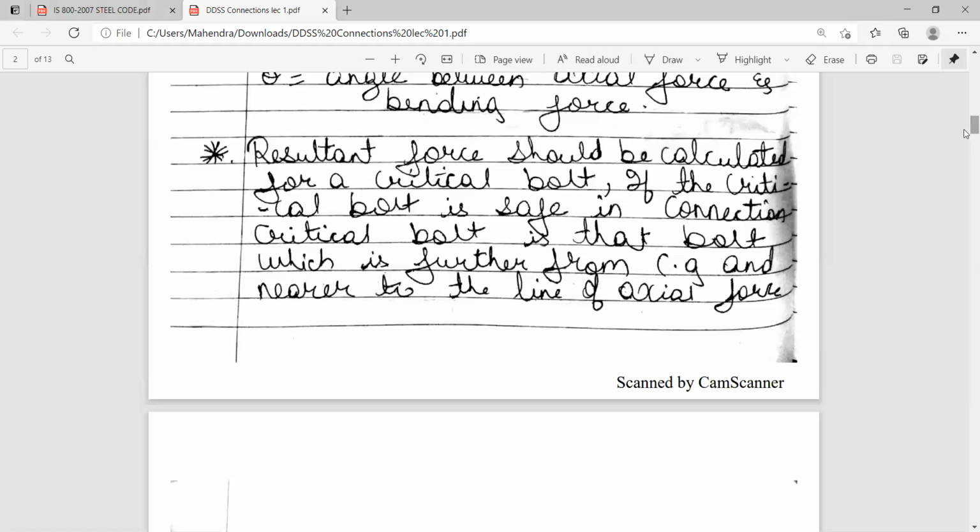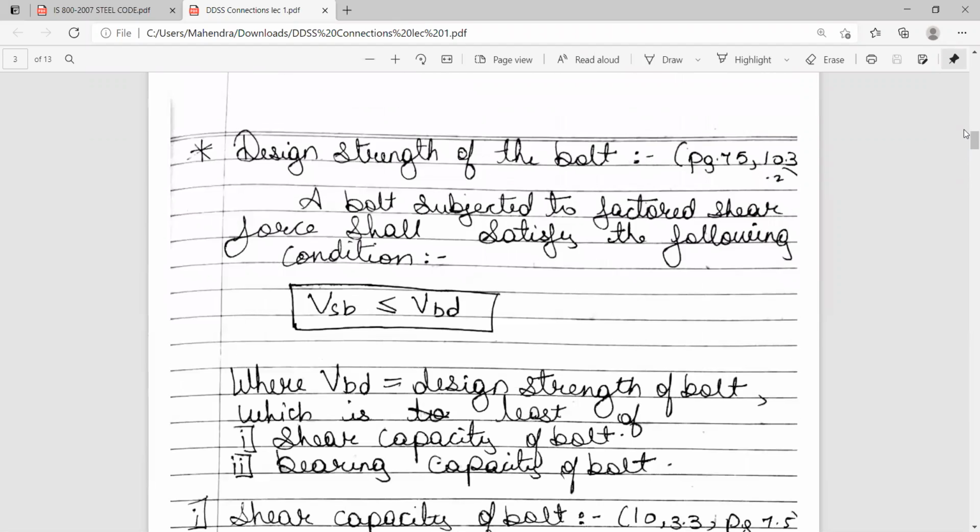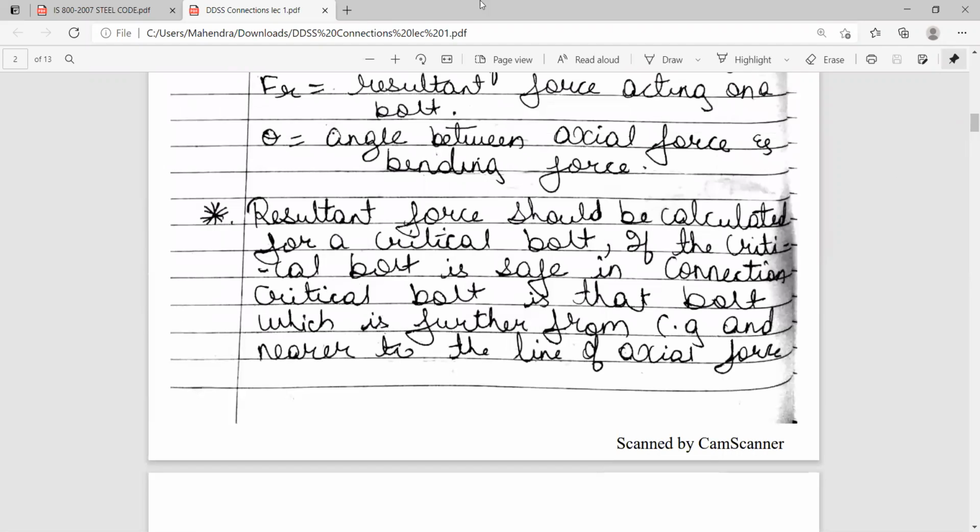Now the resultant force should be calculated for a critical bolt, and we check whether the critical bolt is safe in the connection. The critical bolt is that bolt which is furthest from the CG and nearer to the line of the axial force. So write down this note on the upper side and note this down. Resultant force should be calculated for a critical bolt, and if the critical bolt is safe in the connection, the critical bolt is that bolt which is further from CG and nearer to the line of the axial force. Write this in your notes.